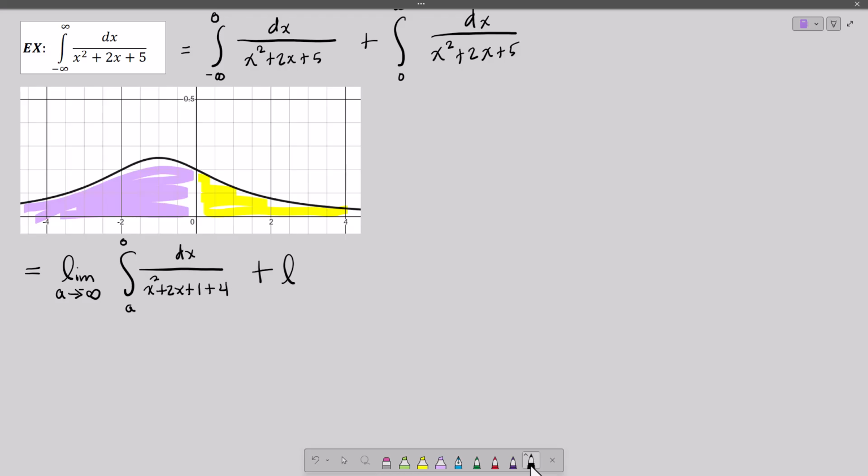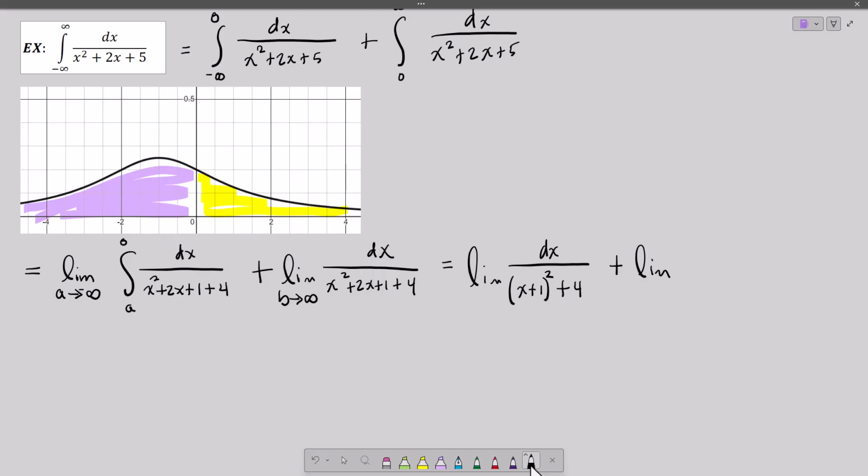And then this will be the limit as b goes to infinity. Same exact integrand, x squared plus 2x plus 1 plus 4. And then let's go ahead and factor. So we're going to have this set up: x plus 1 squared plus 4, plus limit. I forgot my integral symbol here, and I forgot it again here. I'm not forgetting it there. Okay, I think we have it all in here.